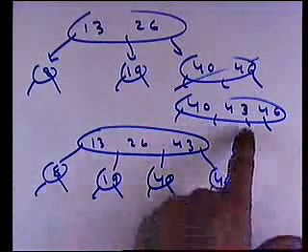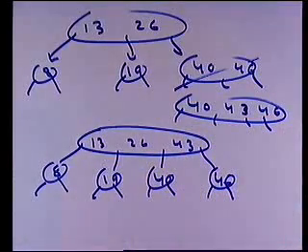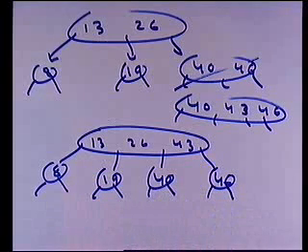And so then this would split. 43 would move up into the root. We'd have 40 and 46 here. And so now you see the root overflows in that case because we have four children. And so the question is, what do we do? And the answer is, all you need to worry about here is the root splitting.